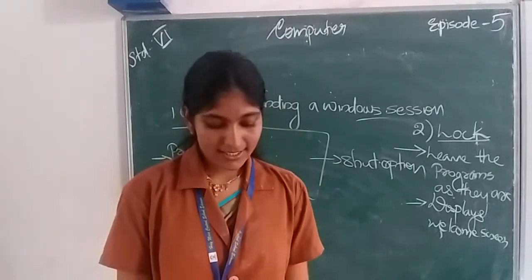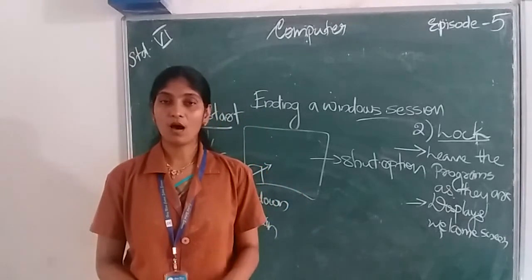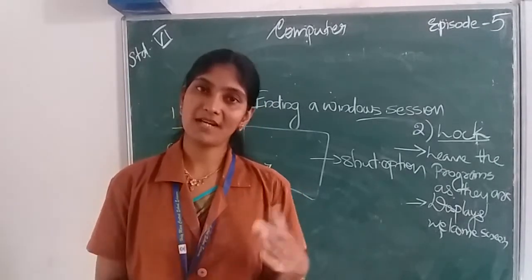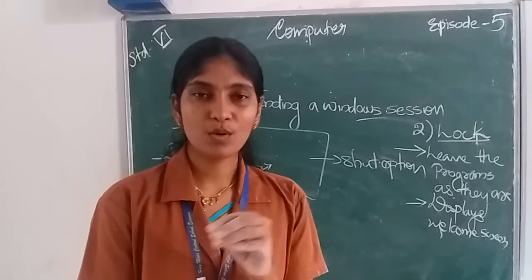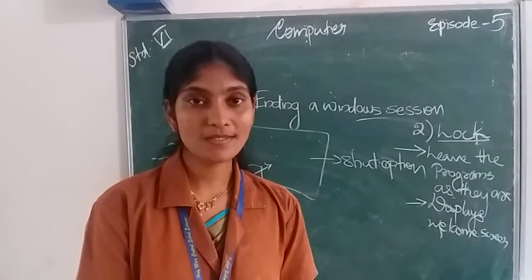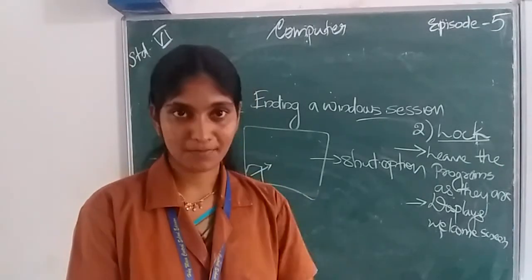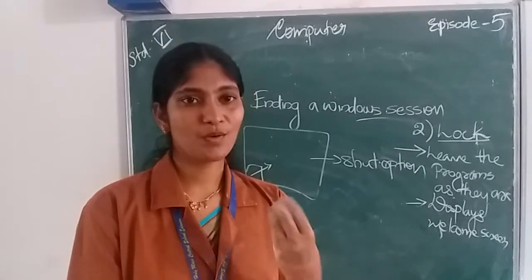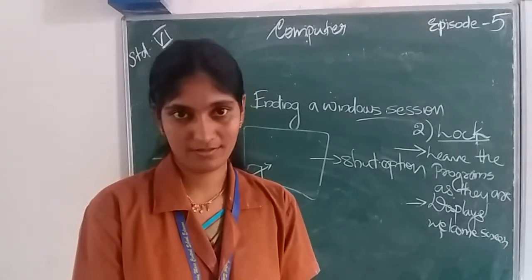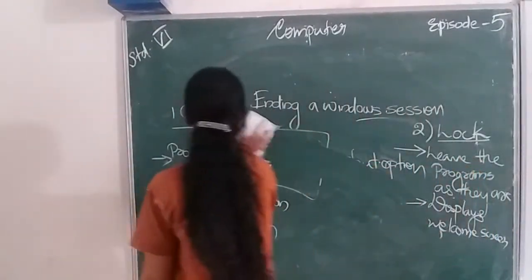Then the third one is sleep. Sleep means all the active programs or operations are stored in memory and the computer goes into a low power mode. After that, if you want to wake up the computer, just click or move the mouse pointer or press any key on the keyboard. So the third one is sleep.